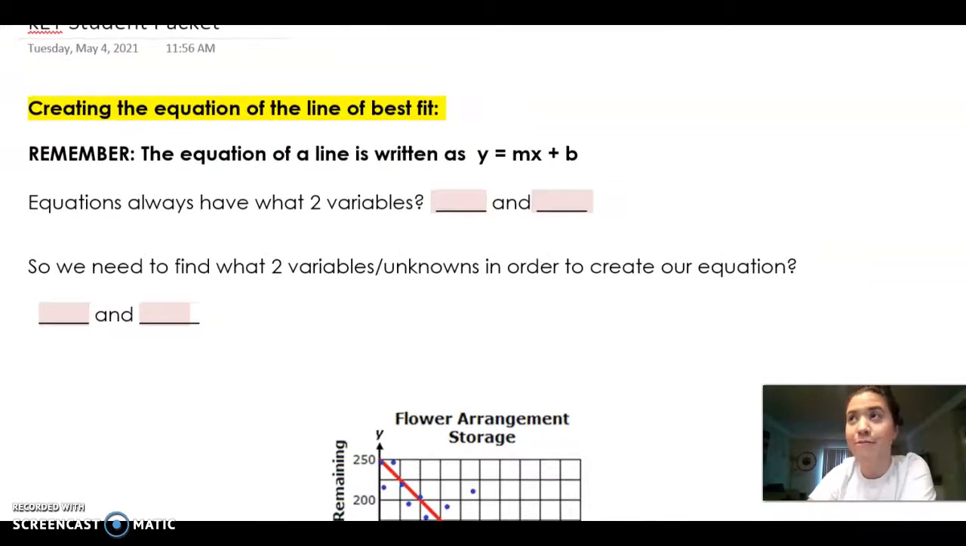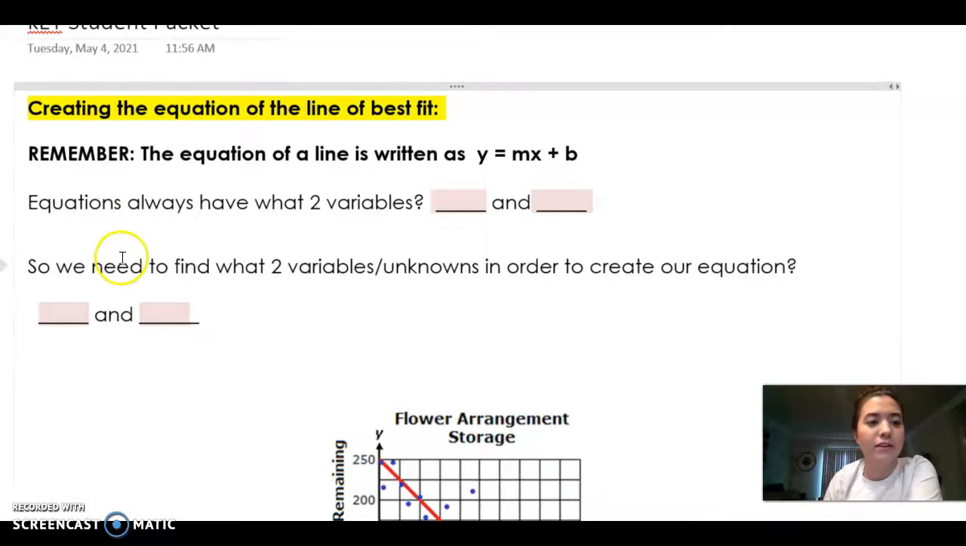Yesterday we talked about creating the equation of a line given the point and the slope. Today we're creating the equation when we're given 2 points. This is a very, very important skill that I need you to have, and I want you to walk away remembering how to do this.